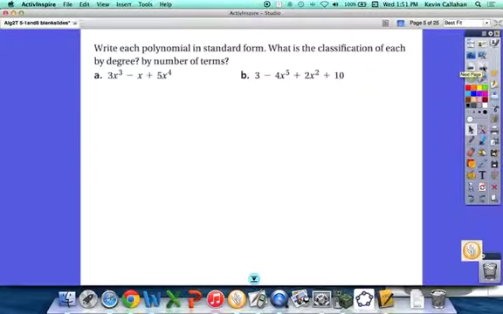That's what the homework is all going to be, problems like that, because most of what we're doing today is going to be stuff on the calculator that I can't send home with you. So go ahead and try to do the same thing with these here. Put them in standard form, classify by degree and number of terms.